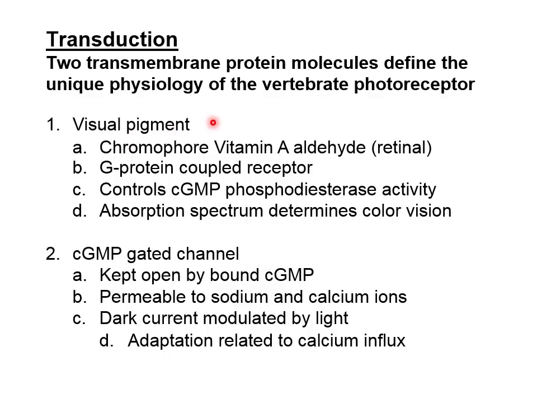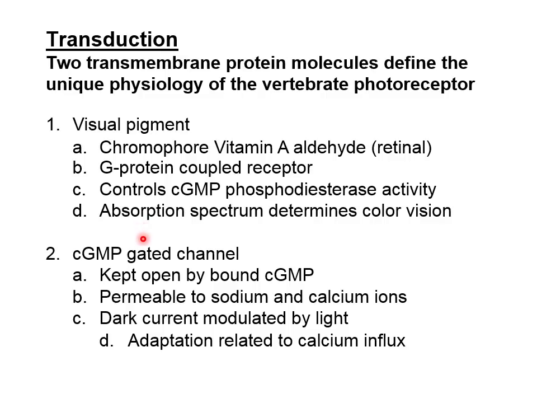The visual pigment is a chromophore, vitamin A aldehyde, also known as retinol. It's a G protein coupled receptor that controls the cyclic GMP phosphodiesterase activity. Absorption of light by this photopigment determines color vision.